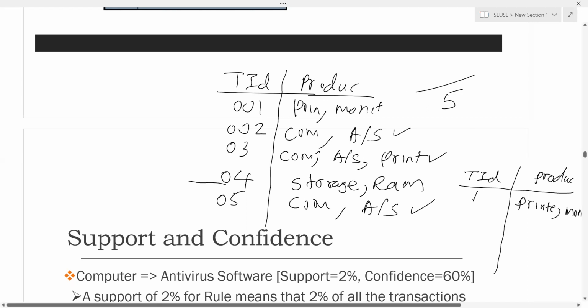How many transactions contain computers and antivirus software? That is the count we need. Even if they buy whatever other products, we are checking each transaction whether it contains computer and antivirus software. This is not, this contains, this contains, this is not, this contains. So how many transactions contain computers and antivirus? Anyone?